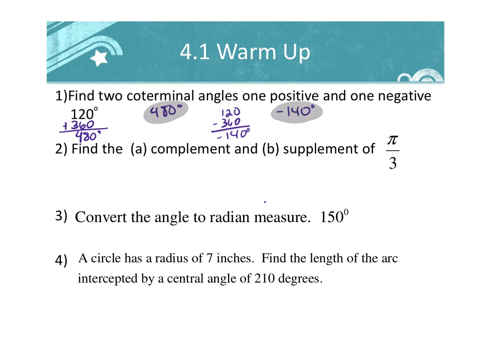All right. Number 2 says find the complement and the supplement. So if it's a complement, what do I do? Good. So complement means it adds to 90, right? Which would be 90 minus theta, or it would be pi over 2 if it's in radians, which is this case.